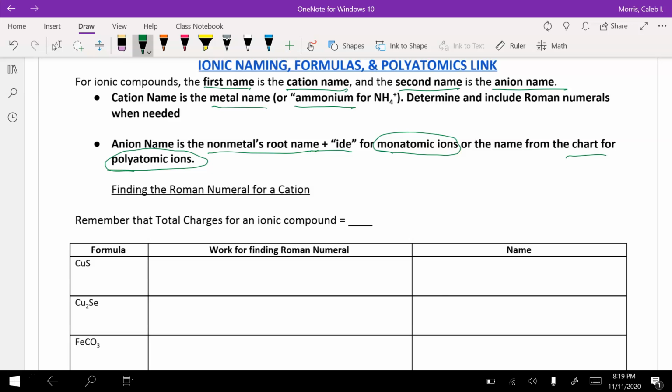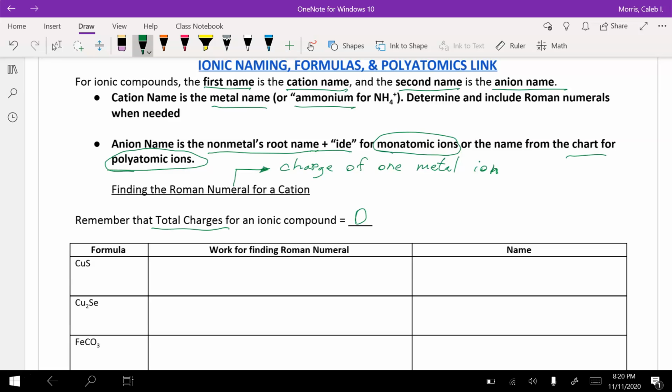Now, how do we find the Roman numeral? We're going to spend a little bit of time on this. First of all, remember that the total charges for an ionic compound have to equal 0. They have to add up to equal 0. And I'll show you some tricks on this, but I want to give you the reasoning behind it. The Roman numeral is the charge of one metal ion. Okay, that's what it is. It's the positive charge of one metal ion.